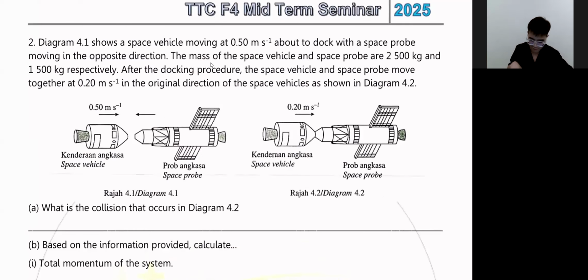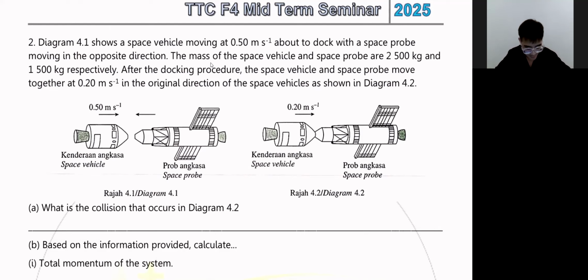If you look at this question first, you see a space vehicle and a space prop in the diagram. Before that, there are 2 diagrams, 4.1 and 4.2. So 4.1 is before the space vehicle and the space prop dock with each other. Afterwards, diagram 4.2 is the picture of the space vehicle and the space prop after they dock together, they connect to each other. So it's actually a collision question.